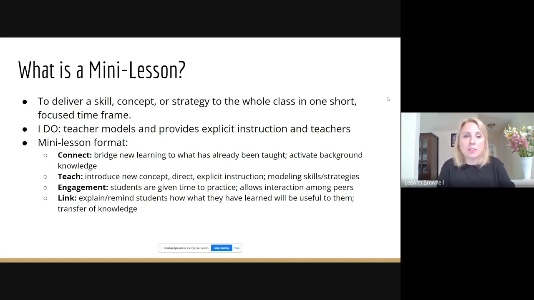And then there's a level of engagement. This is when the students are going to be practicing what has been taught in the mini lesson, and it gives them an opportunity to interact with peers, whether that be with partners or with groups. And then there's going to be a link. So you're going to explain and remind students of the significance of what they have learned and how it will be useful to them. And this is a piece of transferring of knowledge.